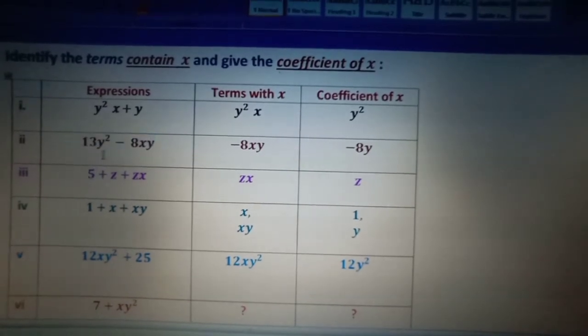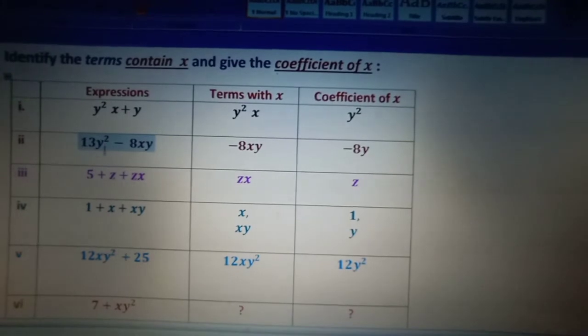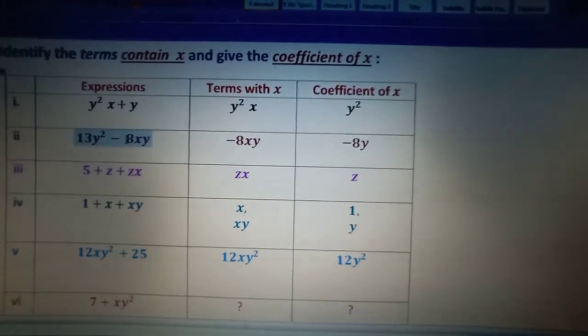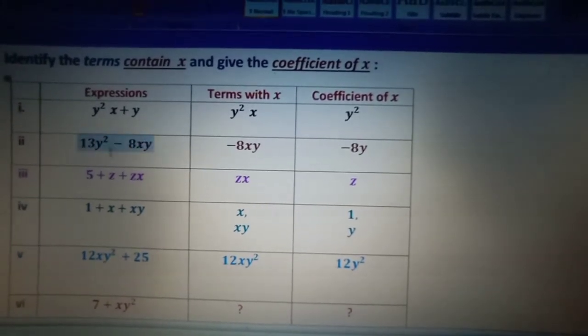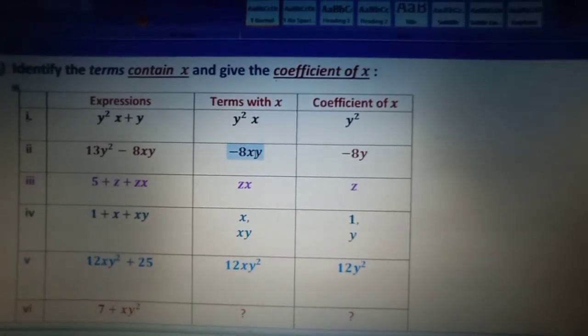We will not take y square because x is not here. It does not contain x. But minus 8xy contains x, so I have to mention this term only.